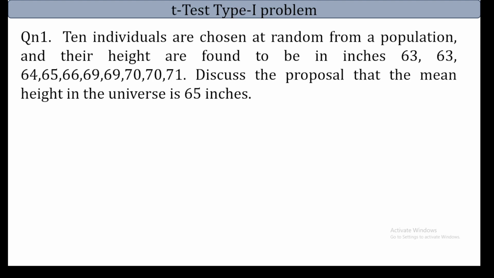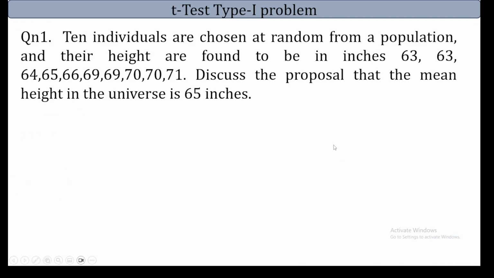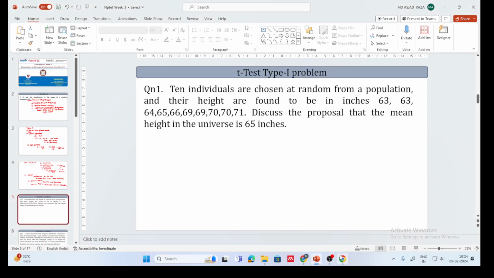I will give you some 5 minutes. Please, can you do it? Meanwhile, I'll wait. What is the question? 10 individuals are chosen at random from a population and their heights are found to be 63 inches and so on; they have taken 10 samples. Discuss the proposal that the mean height in the universe is 65 inches. Please do it.